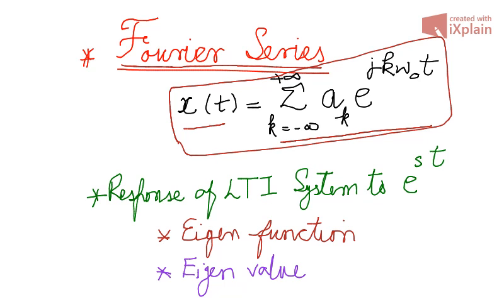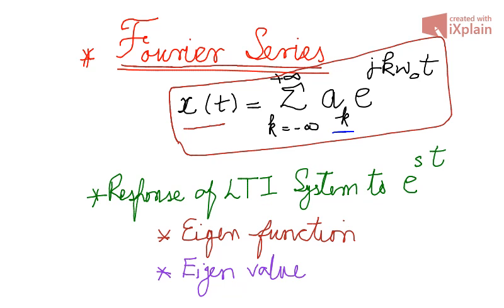So there is basically a summation sign on the right hand side. In this summation, k is the running index, and k varies from minus infinity to plus infinity.